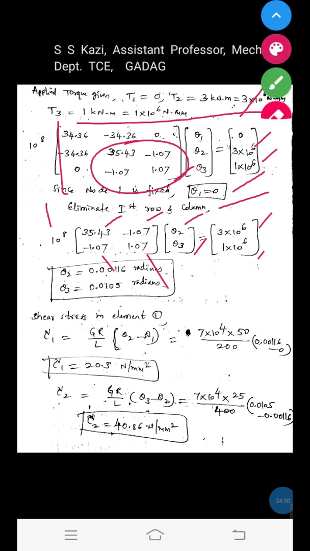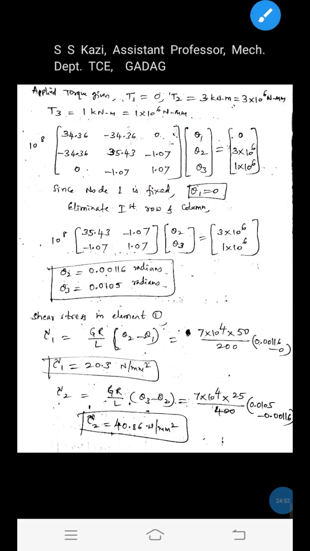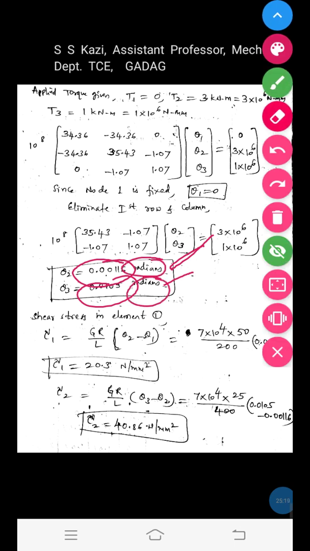If you solve these two equations, we will get theta 2 as 0.00116 radians and theta 3 as 0.0105 radians. These are the angle of twists in radians. If you want to calculate angle of twist in degrees, you can convert it by multiplying these terms by 180 by pi. Then you will get the angle of twist in degrees, whatever calculation you got in radians. Okay, these are the angle of twist.